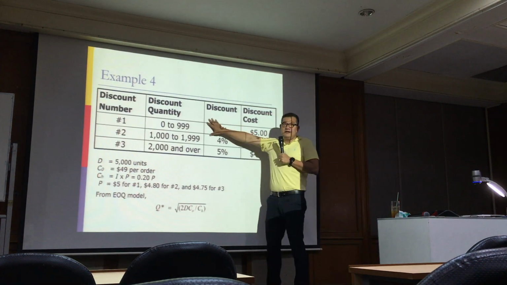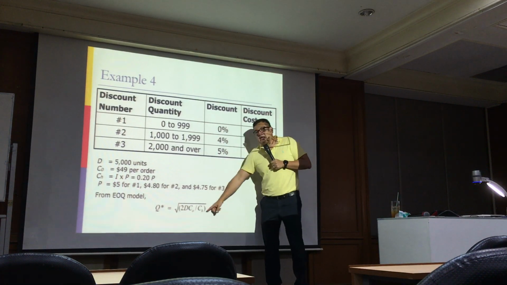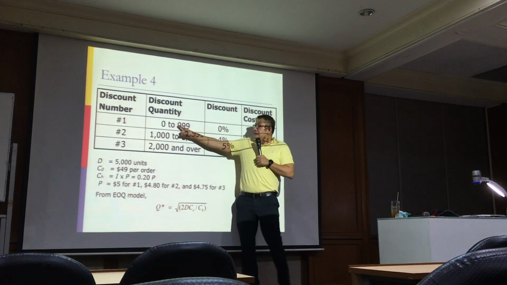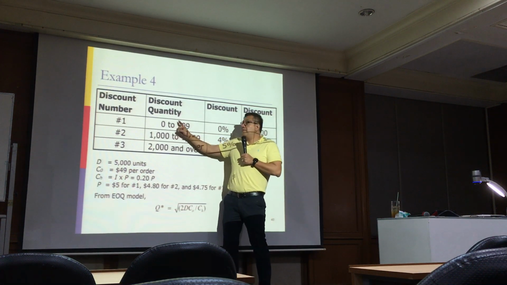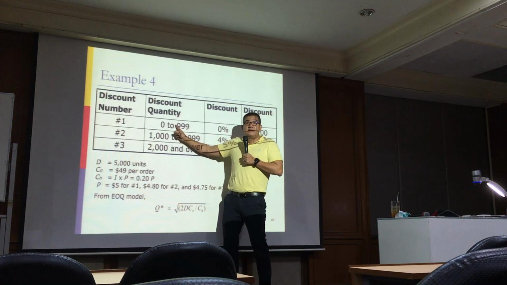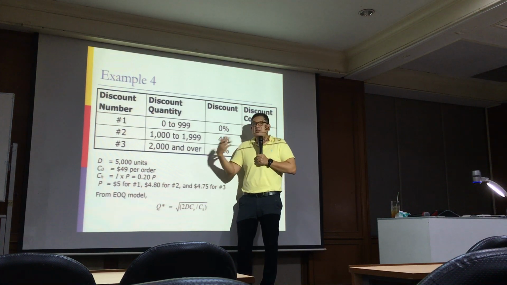For example, the first discount number you calculate Q star equal to 700, right? 700, you can see this is low bound, this is upper bound. 700 is between the low bound and upper bound, right? So it's okay. We keep Q star equal to 700. It means it's possible to have that.